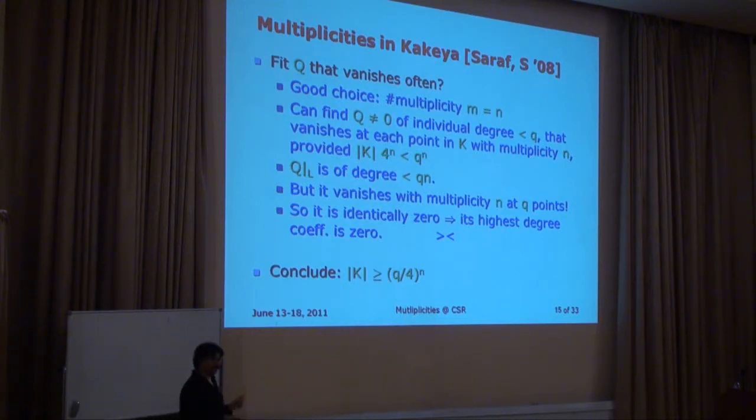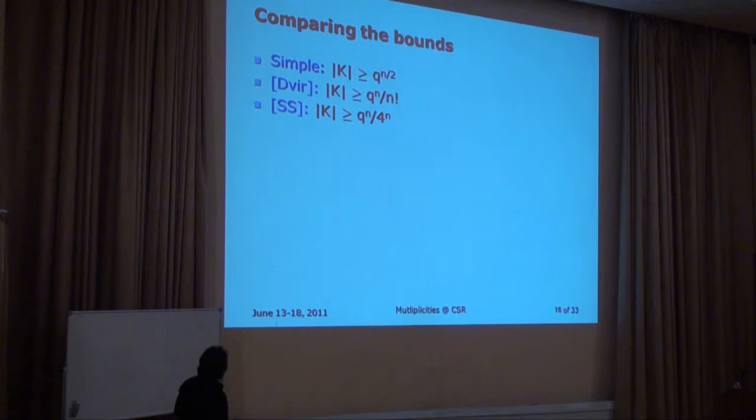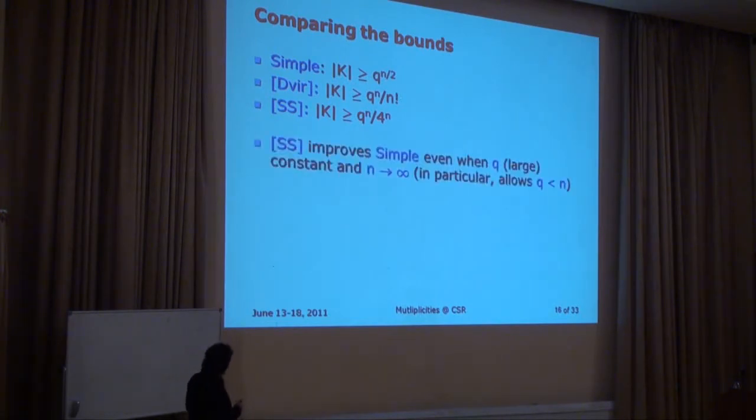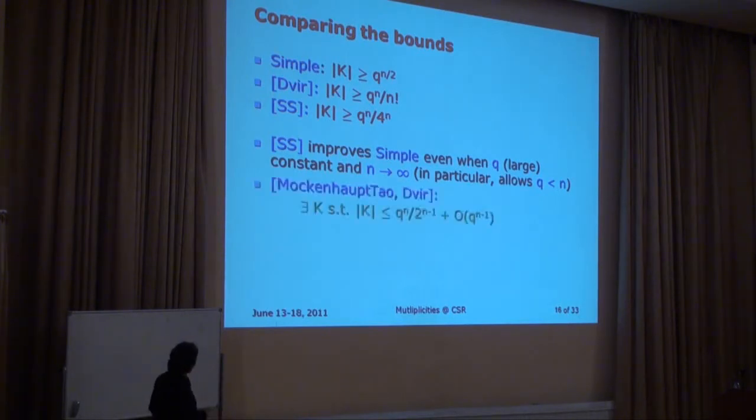Okay, so we gained a little bit here. Let me contrast the numbers. The very simple analysis says it's at least q to the n over 2 to the n. Dvir's analysis says it's at least q to the n over n factorial. Now, the real interest in this question was q tending to infinity and n some constant. So this is an improvement, but not always. There are choices of q and n where this is not an improvement, but now what we have seems to be an improvement almost always. It improves on the simple bound even when q is a large constant and n is going to infinity. So you get something interesting even here.